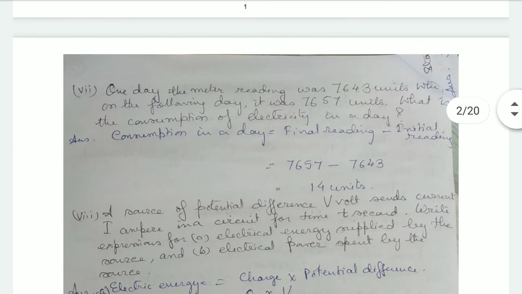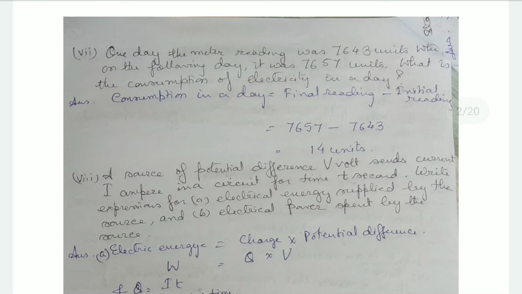Okay. Now, one day the meter reading was 7643 units. What on the following day? On the following day, it was 7657. First was 7643 and the second one is 7657 units. What is the consumption of the electricity in a day? Consumption in a day is final reading minus initial reading. So final reading is 7657, initial reading is 7643, that is 14 units per day.